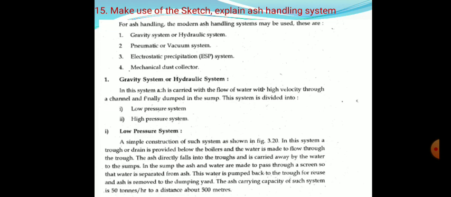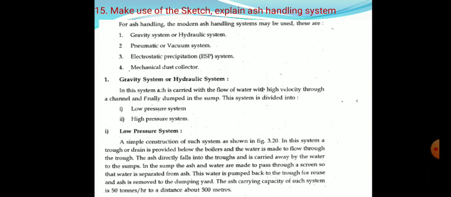Next question, make use of the sketch, explain ash handling system. For ash handling, the modern ash handling systems may be used. These are gravity system or hydraulic system, pneumatic or vacuum system, electrostatic precipitation system, mechanical dust collector, gravity system or hydrostatic system.